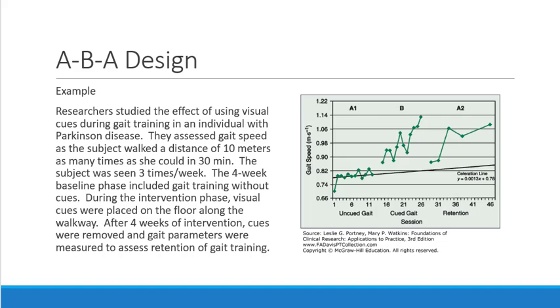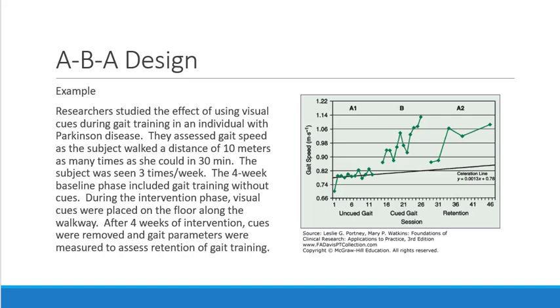So here's a particular example of an ABA study design. Researchers studied the effect of using visual cues during gait training in an individual with Parkinson's disease. They assessed gait speed as the subject walked a distance of 10 meters as many times as she could in 30 minutes. The subject was seen 3 times a week. The 4-week baseline phase included gait training without cues. During the intervention phase, visual cues were placed on the floor along the walkway. After 4 weeks of intervention, cues were removed and gait parameters were measured to assess retention of gait training.